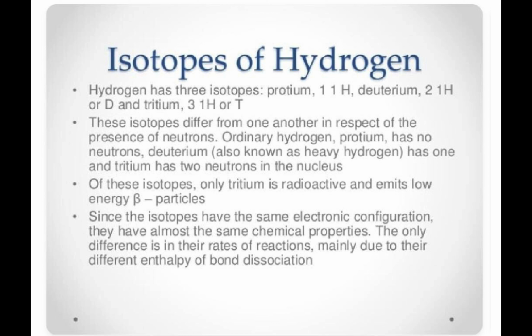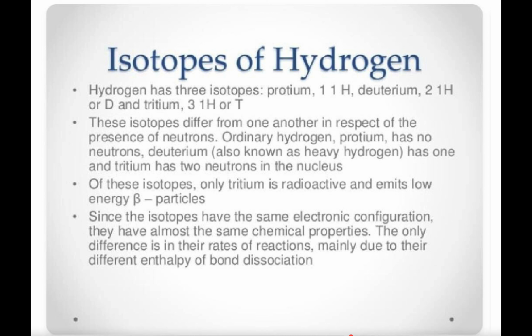Atomic number denotes the number of protons or number of electrons in an atom, whereas mass number indicates the number of protons plus neutrons present in the nucleus of an atom. So, hydrogen has three isotopes: protium, deuterium and tritium, with mass numbers 1, 2 and 3. The symbols are H, D for deuterium and T for tritium.